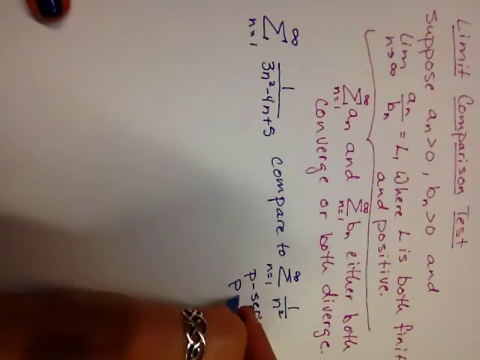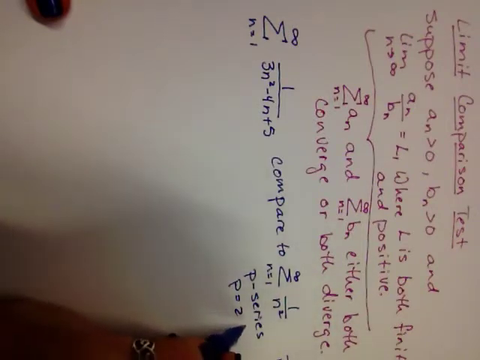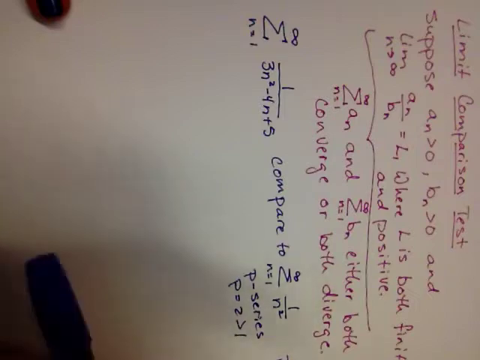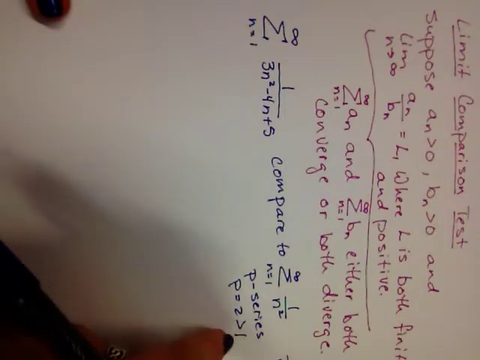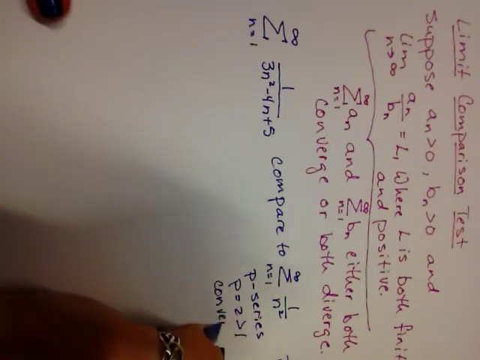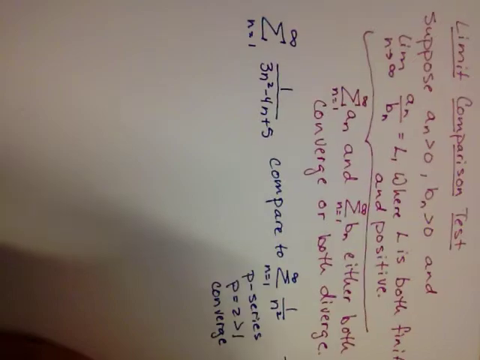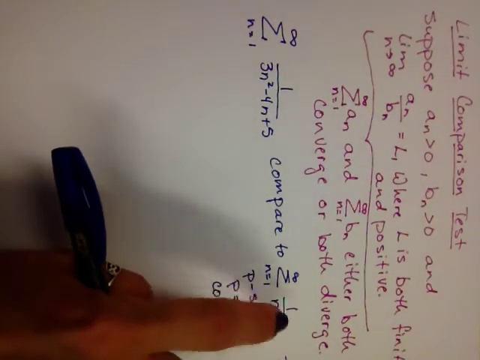And I know that p equals 2. Remember that a p-series is the series for the sequence a_n equals 1 over n to the p. So p equals 2, which is greater than 1. And for a p-series, if p is greater than 1, we know that this series will converge. If it's less than or equal to 1, it will diverge. So this is a convergent series.